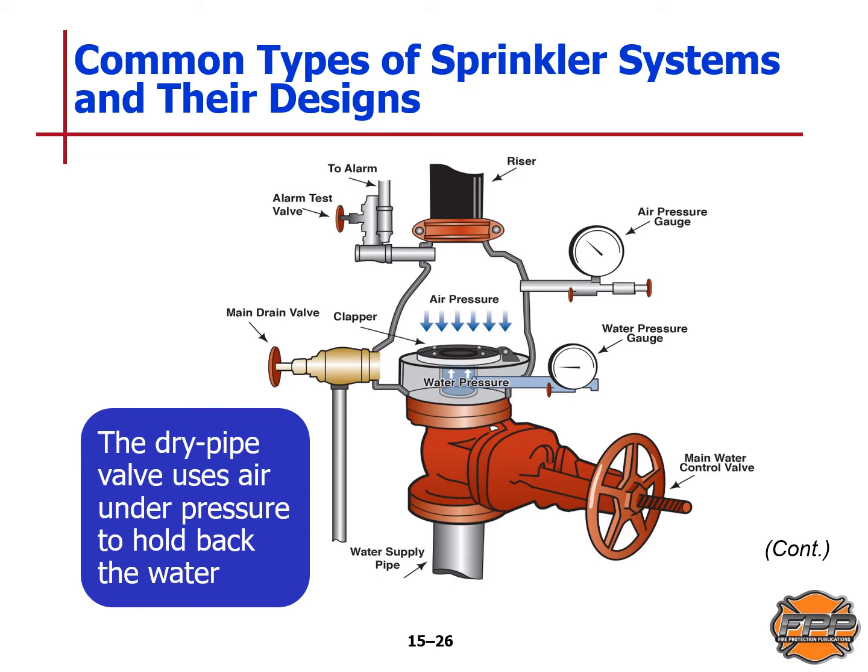Here you see a diagram of common types of sprinkler systems and their designs. So you see the dry pipe valve uses air under pressure to hold back water. And you also see the various gauges. You see the air pressure gauge, the riser, you see the indicator going to the alarm, the main valve and drain, and the main water control valve, etc.